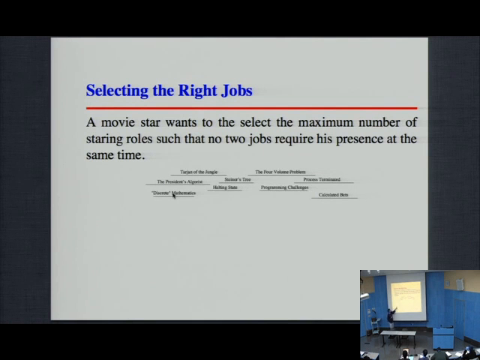I argue that if you pick the first movie to end, that will lead you to a correct solution. Why is that? Can anybody argue that that's a good thing to do? Yeah?